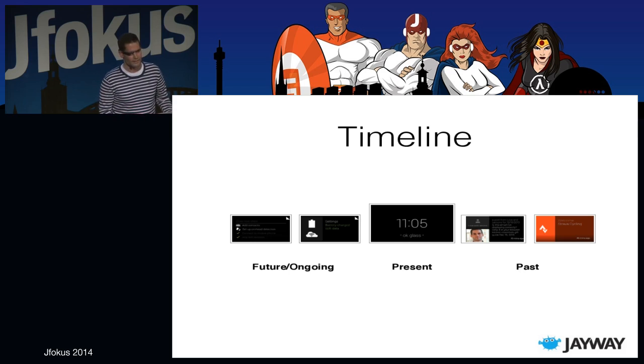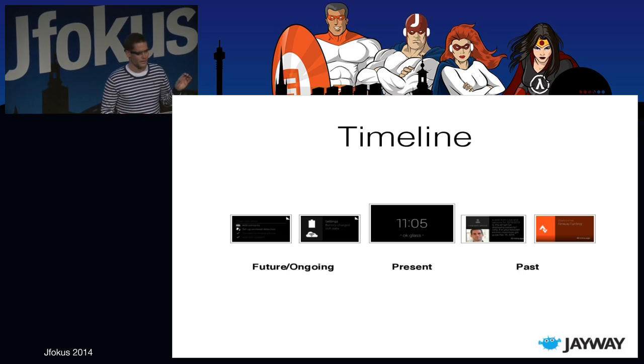So to the right is the past. That's where all my emails, my phone calls, my pictures, everything is stored. So I can go to the past to see what's happened. On the left side is the future or the ongoing. That's where you find the settings panel and running applications.